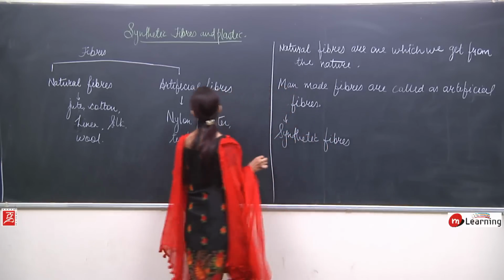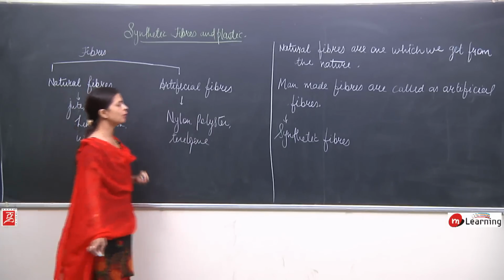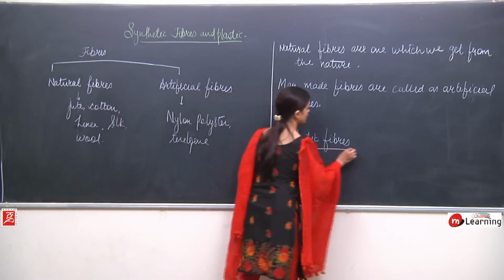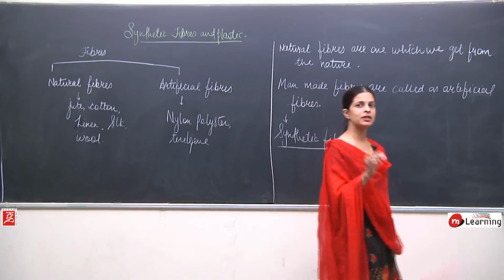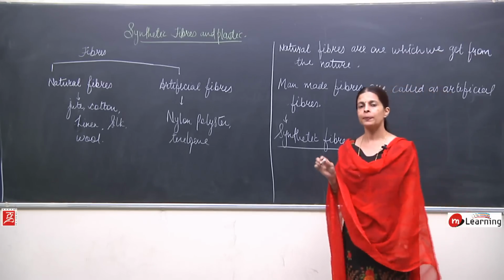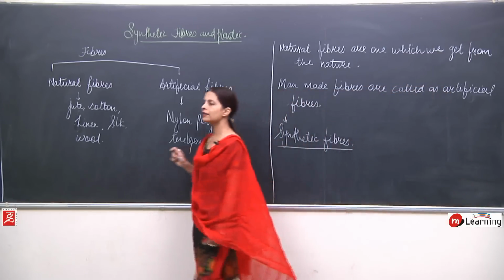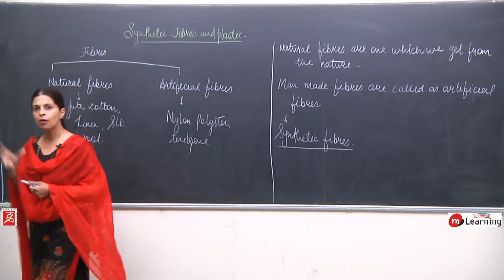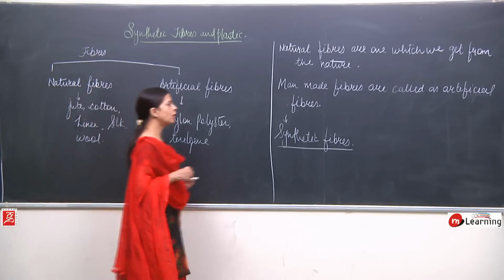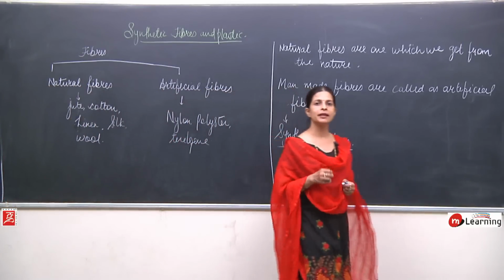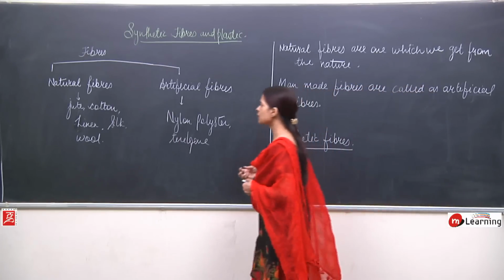As the name of the chapter also suggests, we are going to read now about synthetic fibers. So, what is the meaning of synthetic fibers? Synthetic fibers are those fibers which are made by man. These are artificial fibers, and the natural ones are those whose raw material is obtained from nature. Along with this, there are certain materials which are semi-synthetic also.